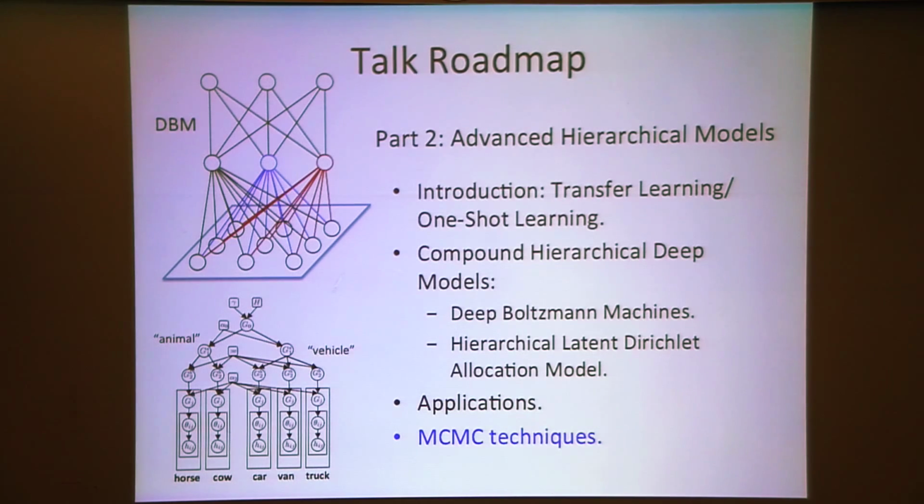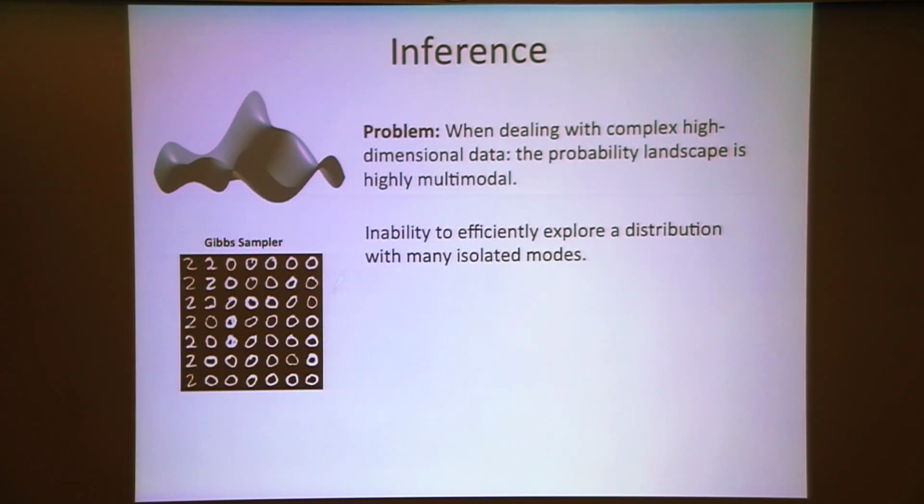Of course, one of the big problems in defining these more complex models is how do you do inference in these models? And that's a challenge, and a lot of research is being dedicated towards solving that. In particular, when you're dealing with high-dimensional data, you typically end up having a probability distribution that's highly multimodal, or the energy landscape is highly multimodal. And the real question comes, how can you explore a space where you have lots of isolated modes?